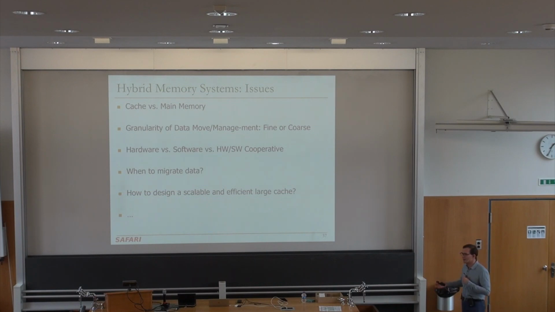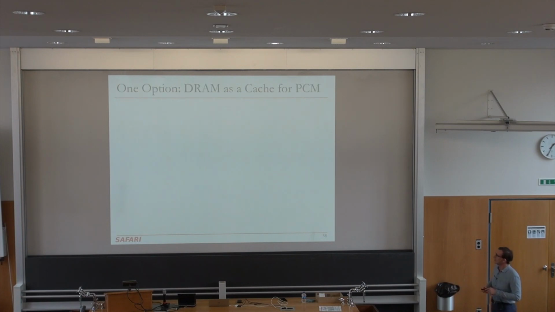But it's clear that we'll have some sort of hybrid memory going into the future. This exists already in the GPUs. This is going to exist more and more in the systems that we have in general purpose as well. Okay, so one option that we're going to look into is using DRAM as a cache for PCM.